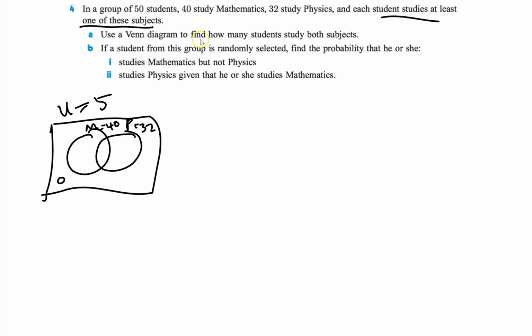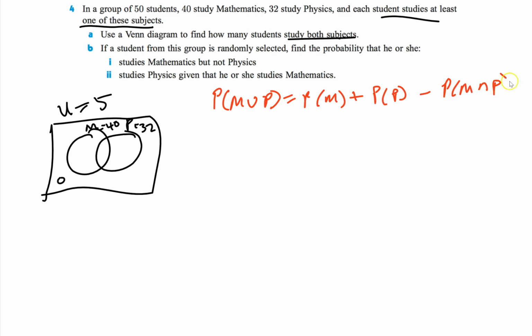So use a Venn diagram to figure out how many students study both subjects. So again, both subjects we don't have. Only one way to find it, and that's to use our best friend. Use this guy. The only formula that always works. Math union physics equals probability of math plus probability of physics minus probability of math and physics. Again, talk about this. The way you get that right there, it should be 50.